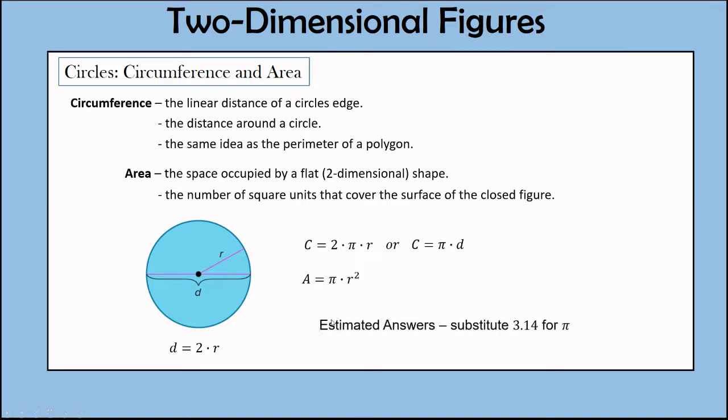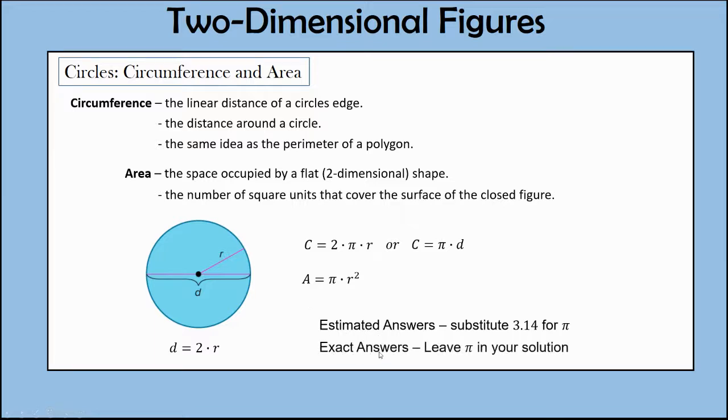Okay. Now you can get estimated answers with these, and that's when you replace pi with 3.14. Pi is a non-repeating, non-terminating decimal number. It's what we call irrational. It goes on and on and on forever. So if we're going to put 3.14 in place of it, we are cutting off part of the number. Therefore, this is not an exact answer anymore. It's an estimated answer. Okay.